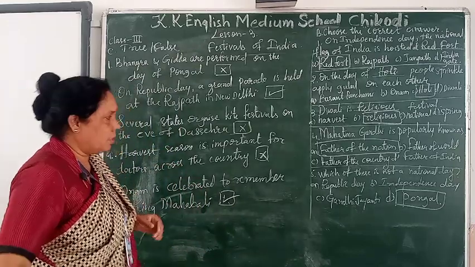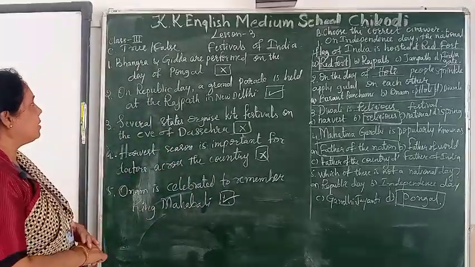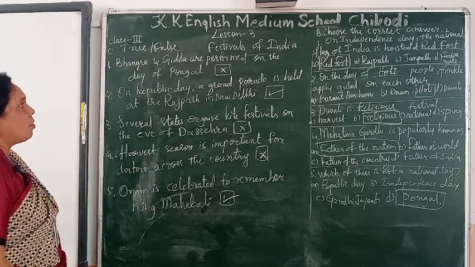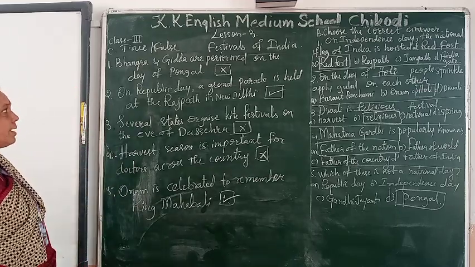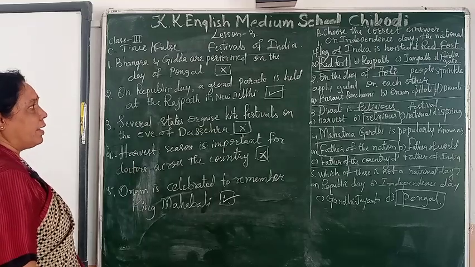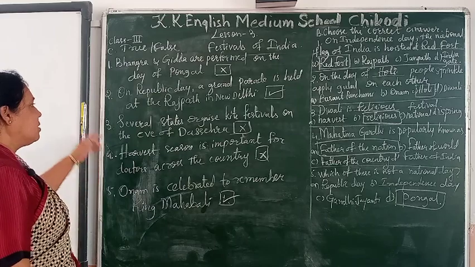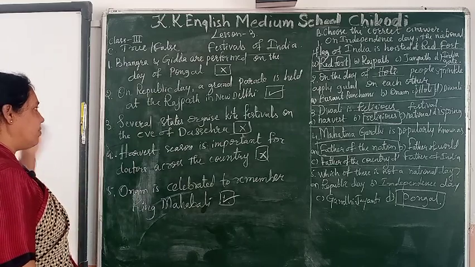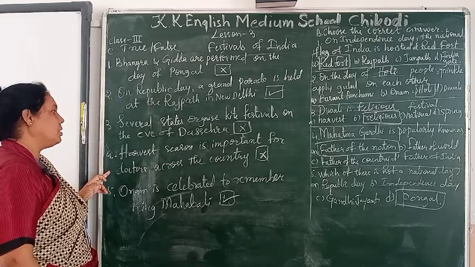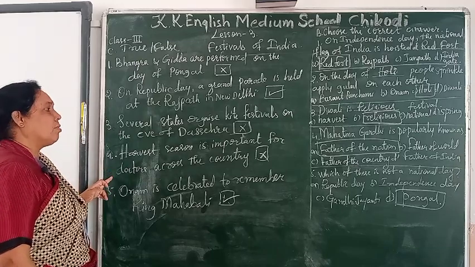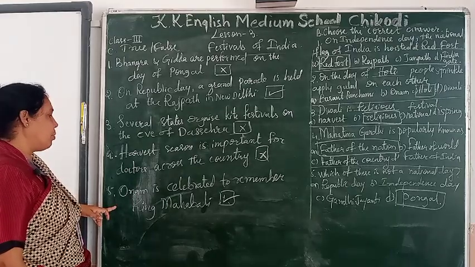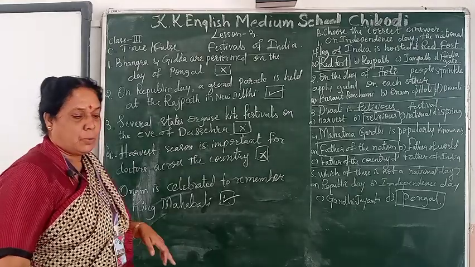Okay, dear students, these are the true or false of this lesson. First one: Bhangra and Gidda are performed on the day of Pongal. This is a wrong sentence. On Republic Day, a grand parade is held at Rajpath in New Delhi. This is the right sentence. Several states organize festivals on the eve of Dussehra. This is the wrong sentence. Harvest season is important for doctors across the country. This is the false sentence. Onam is celebrated to remember King Mahabali is the true sentence.